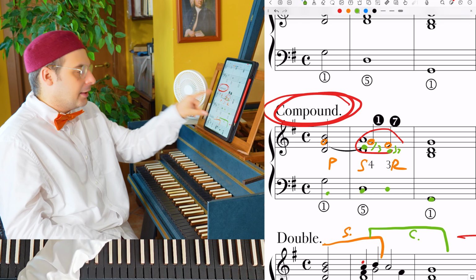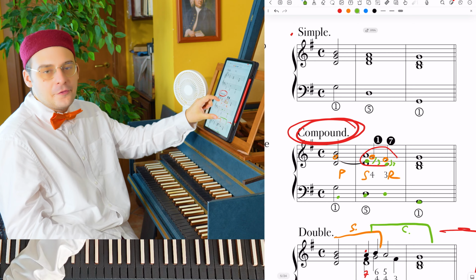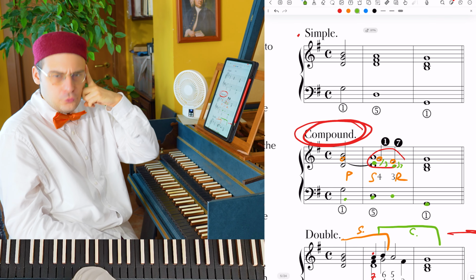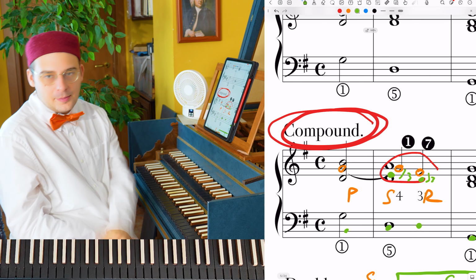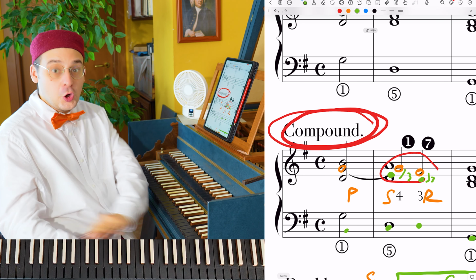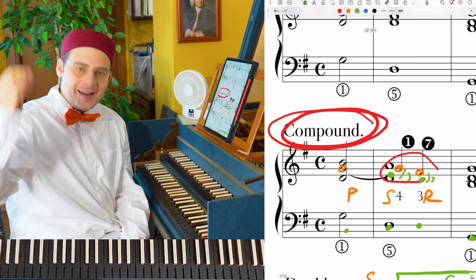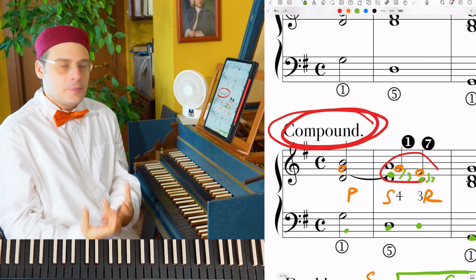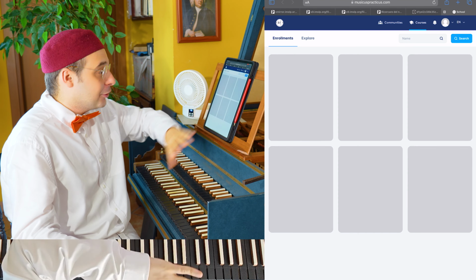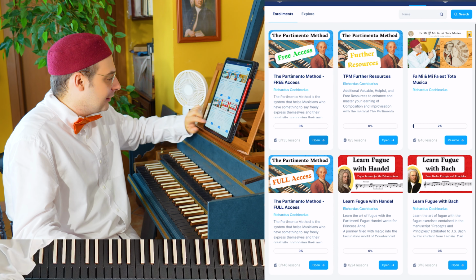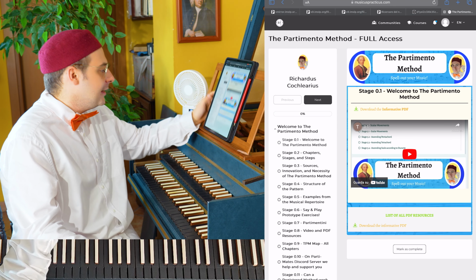So I prefer the classification by Fenaroli, but if you look at Furno, if I correctly remember, Furno says that this is simple. In any case, practice all of them. In the Partimento method you have an entire chapter, number 4, dedicated to cadences, when you can have a lot of fun playing all the cadences through all the keys.